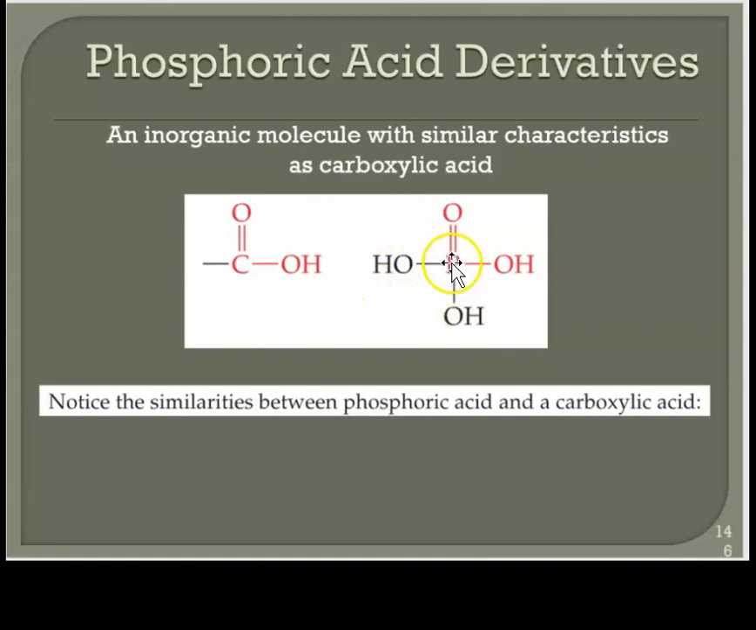Phosphorus is a little lower on the periodic table. It has the capacity to expand into the d orbitals and hybridize its orbitals a little more to accommodate more electrons around this larger molecule. So it's a little different than some of the other organic compounds we've looked at in the past.